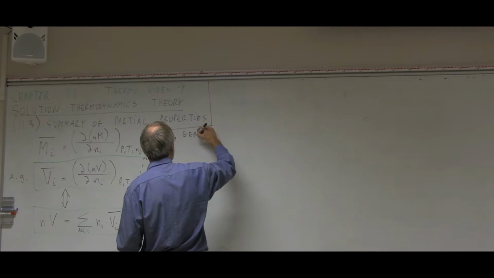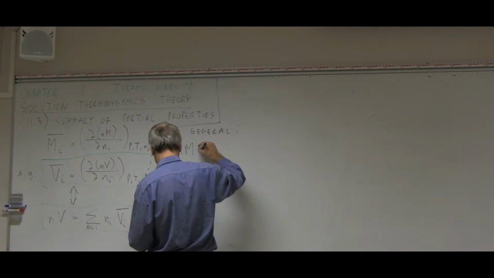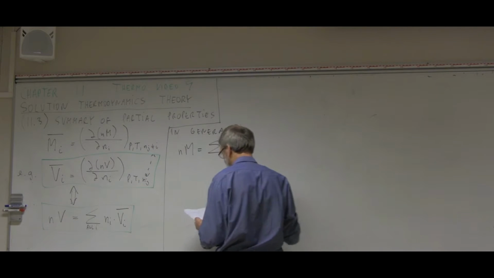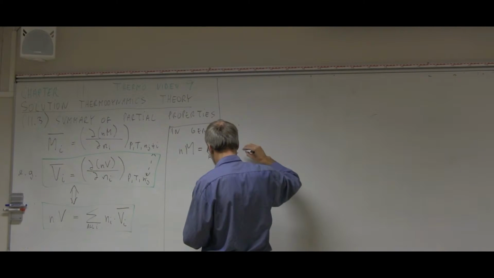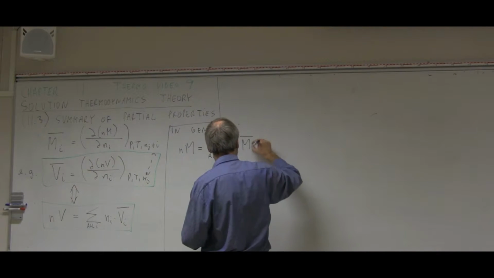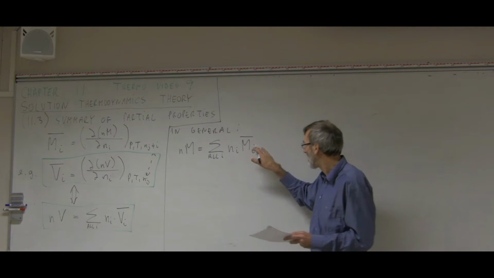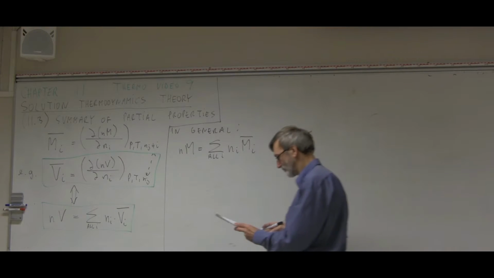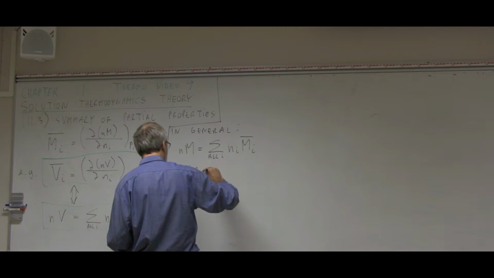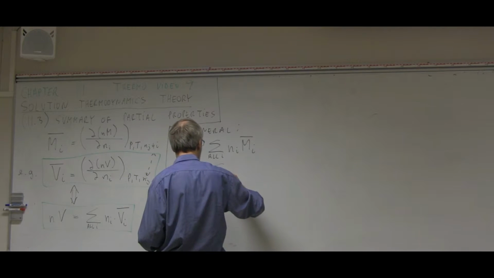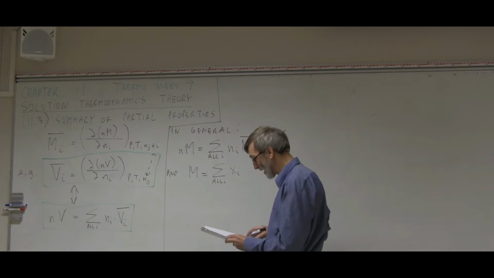In general, nM is the sum of all amounts times the partial molar property. And for 1 mole, we can replace the amounts with the mole fractions.